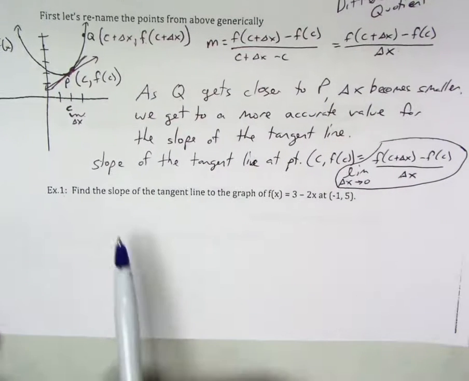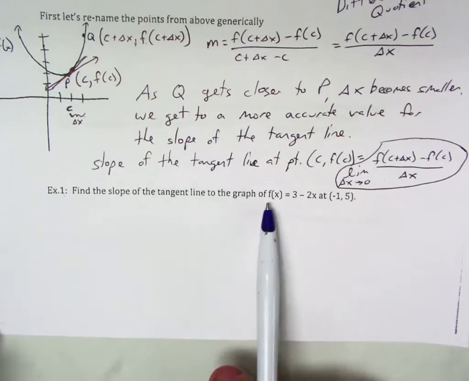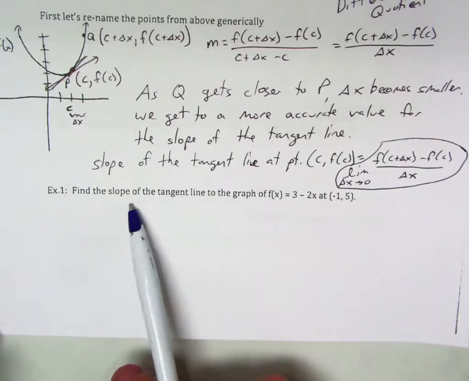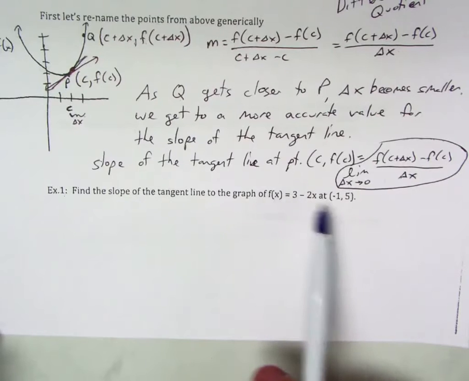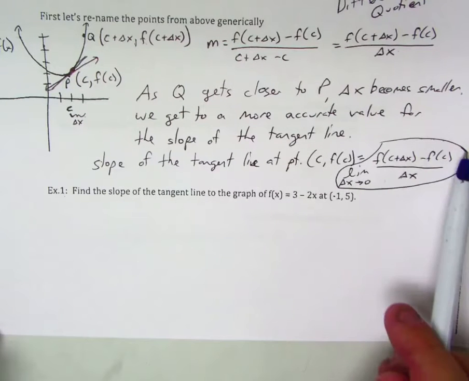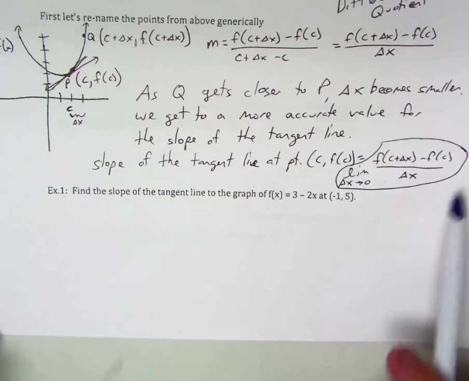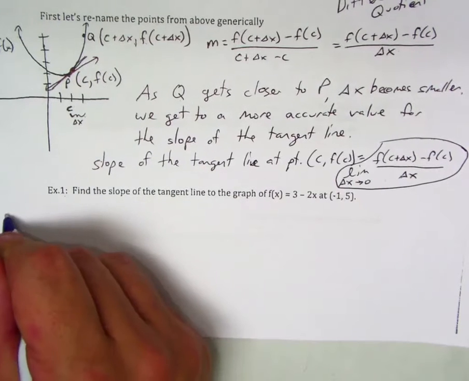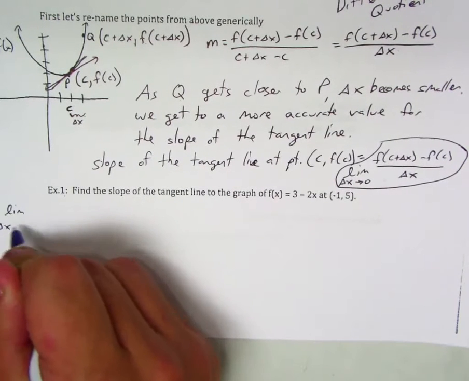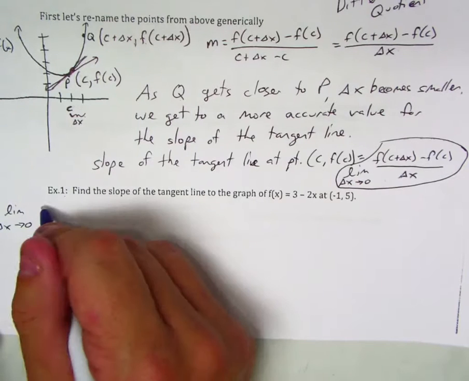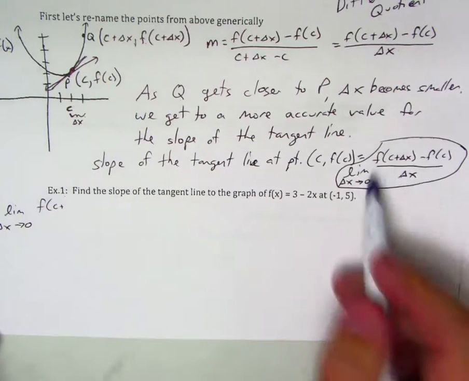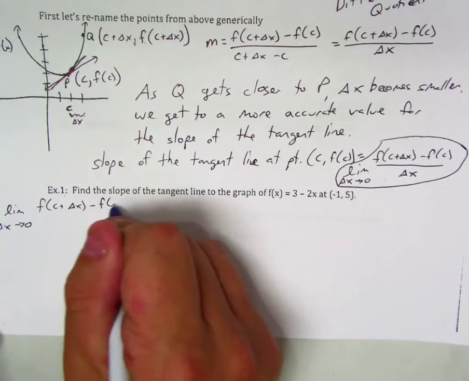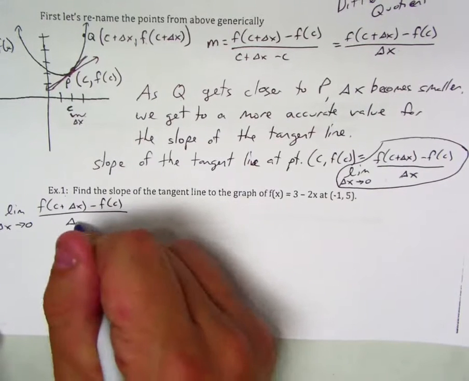Example 1. Find the slope of the tangent line to the graph of f of x equals 3 minus 2x at negative 1, 5. So we want the slope of the tangent line to this function at negative 1, 5. So what we're going to do is apply this. This finds us the slope of a tangent line at a particular point. Okay, so we take the limit as delta x approaches 0 of f of c plus delta x minus f of c over delta x. I'm just going to rewrite this right here. I want to get used to writing this.